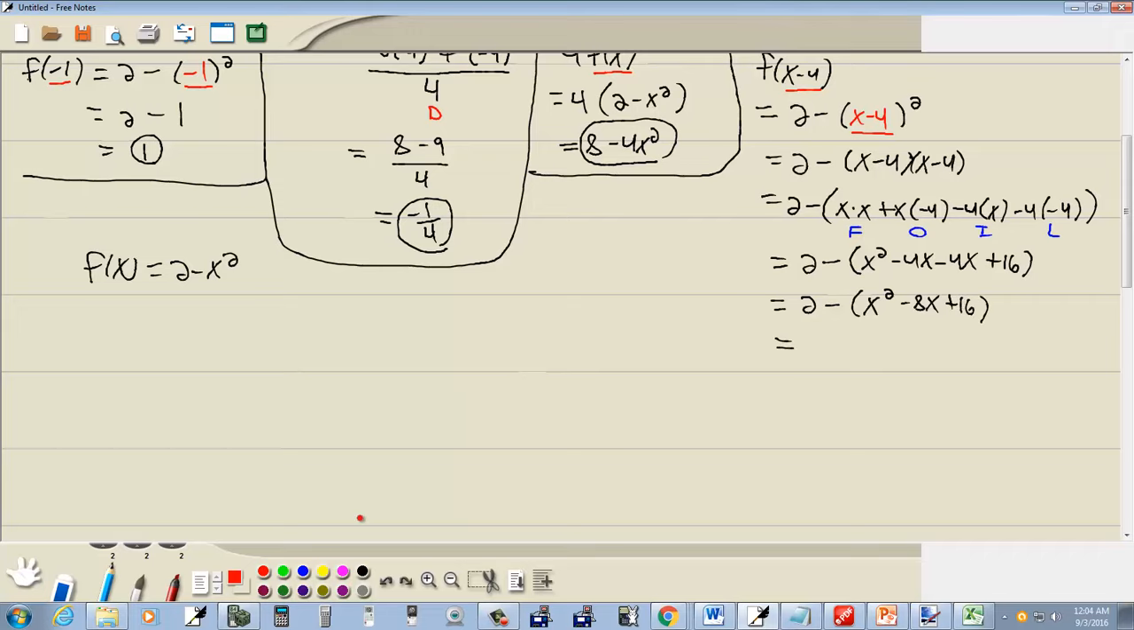Now when you got a negative in front of your parentheses, what this does is flips the sign of everything inside of your parentheses. It's like multiplying by negative 1. So this positive x squared becomes a negative x squared. This negative 8x becomes a positive 8x. And this positive 16 becomes a negative 16. So then we got negative x squared plus 8x, and we got 2 minus 16, which gives us negative 14. And that's our answer.